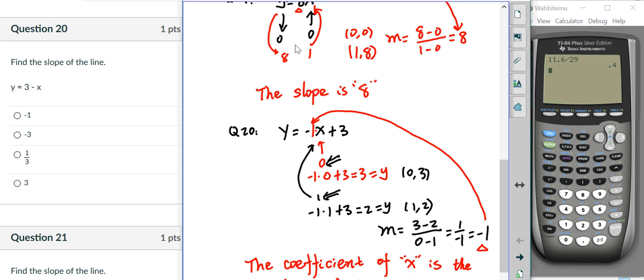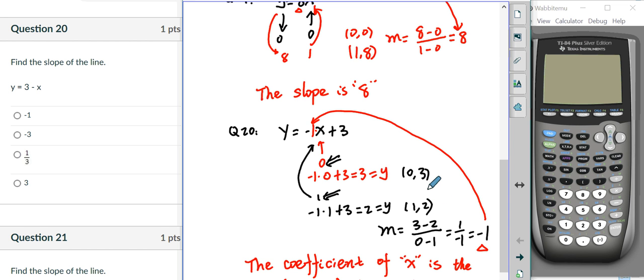20. Now, 20 is similar. You may choose 2 points. Again, I like to choose easy points. Plug in 0 here, choose x is 0. -1 times 0 plus 3 is 3. So I know 1 point is 0, 3. How about another point? You may choose x equals 1. You plug in here. Replace x with 1. Now, -1 times 1 plus 3, you have a 2. So y is 2. Then you have 1, 2. This point is on the graph. Then you do rise over run, find out.